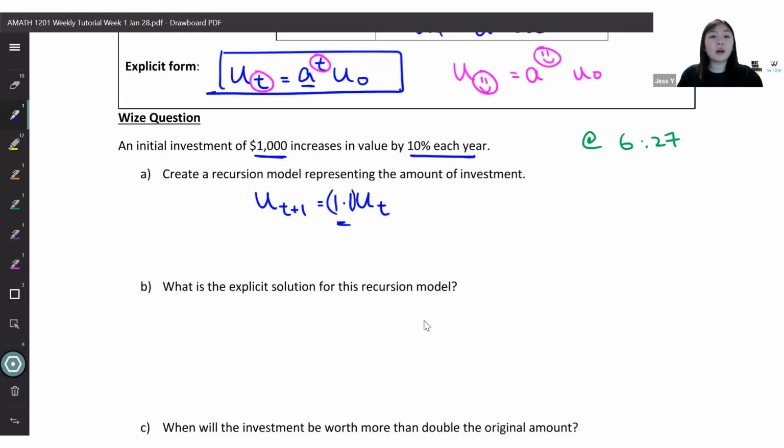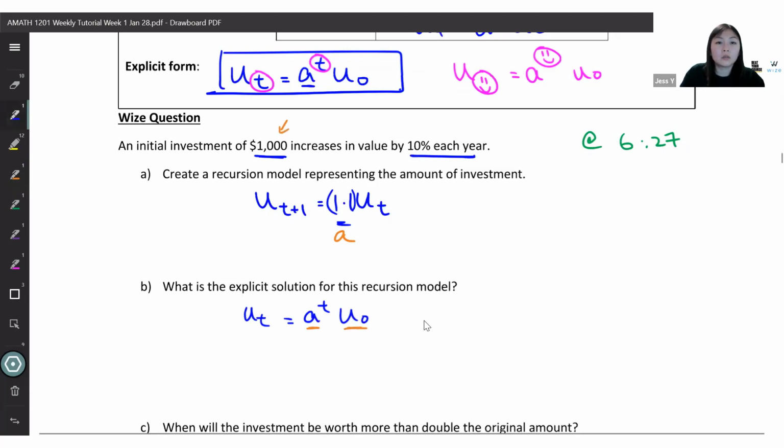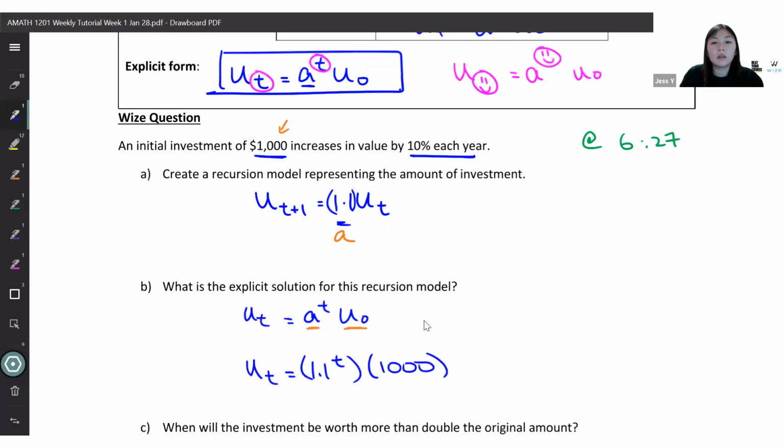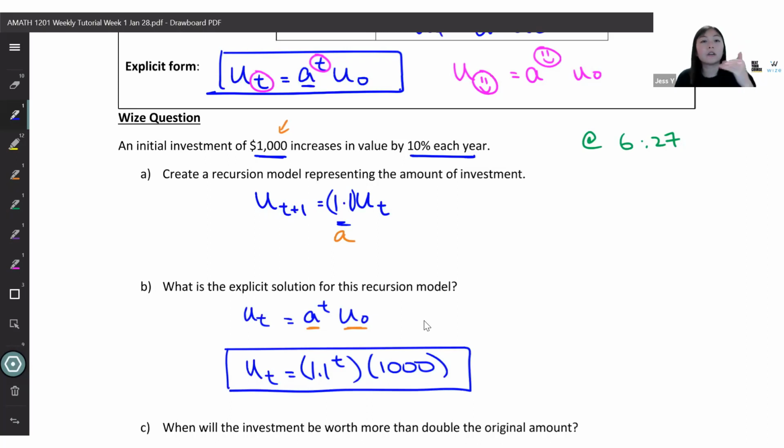And then in part B, we want to write out the explicit solution to this recursion model. Well, this is your A, or lambda, whatever you want to call it. And our explicit solution is u sub t equals a to the t u sub 0. So I'm just going to replace a with 1.1, and u sub 0 is the initial amount, so 1,000. So the explicit solution is u sub t equals 1.1 to the power of t times 1,000. And now this is a great formula, because now we can just plug in whatever t value and figure out how much money there's going to be at that year. Okay.